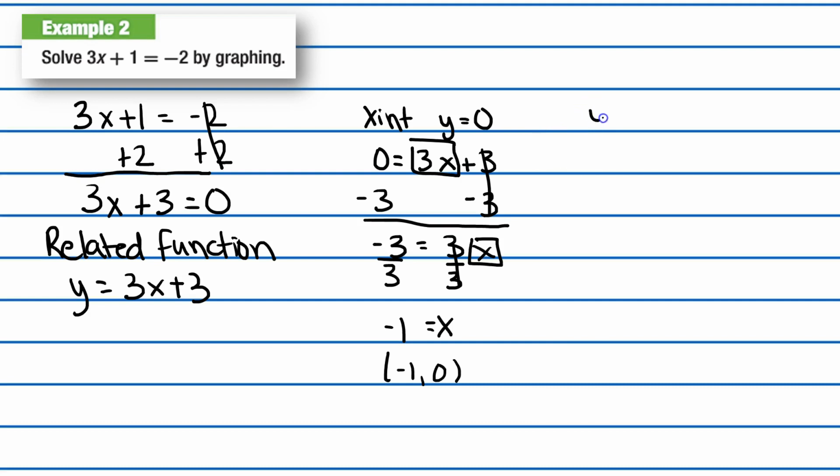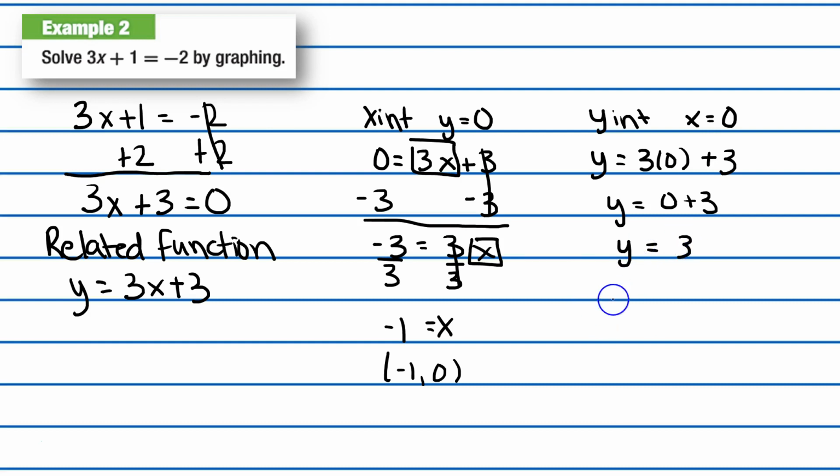Now let's try and find our y-intercept. Our y-intercept is when x is equal to 0. So we have y is equal to 3 times 0 plus 3. Well, that's going to give me y is equal to 0 plus 3. Simplify it. Y is equal to 3. Then 0, 3. Remember, x first, then y. Alphabet.